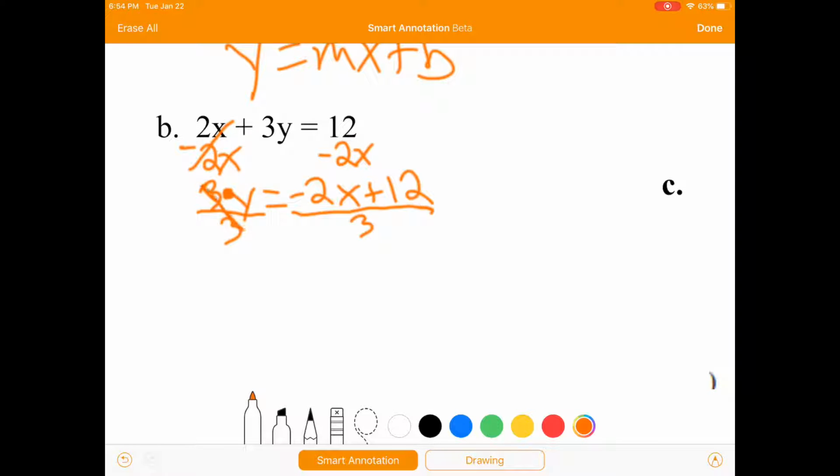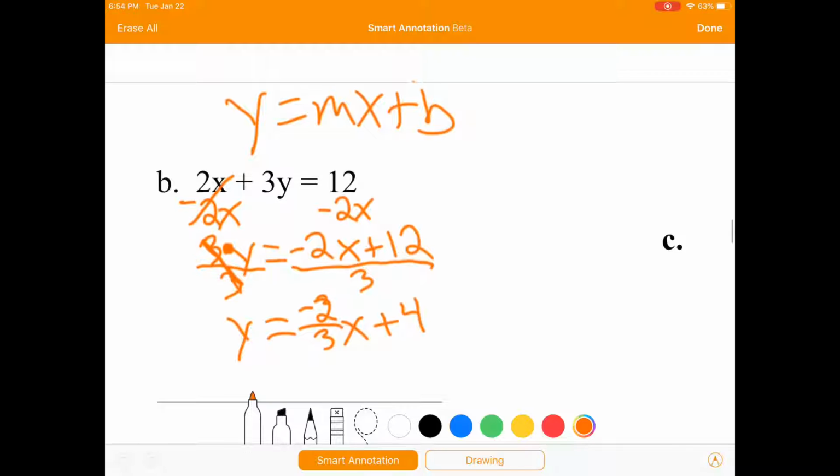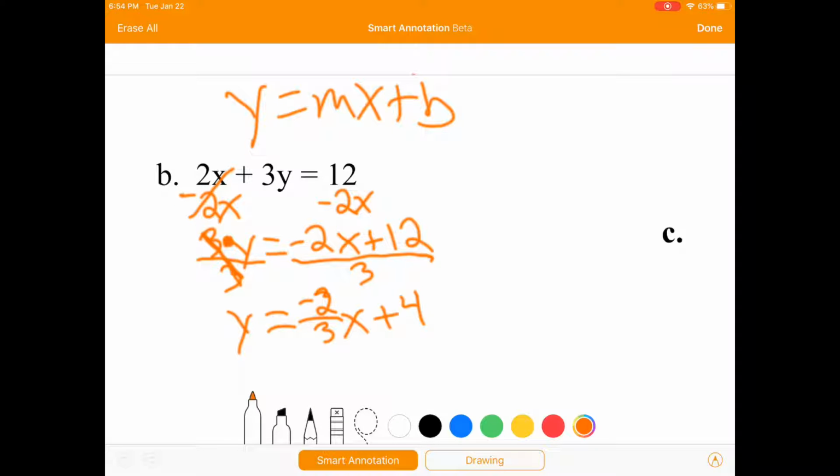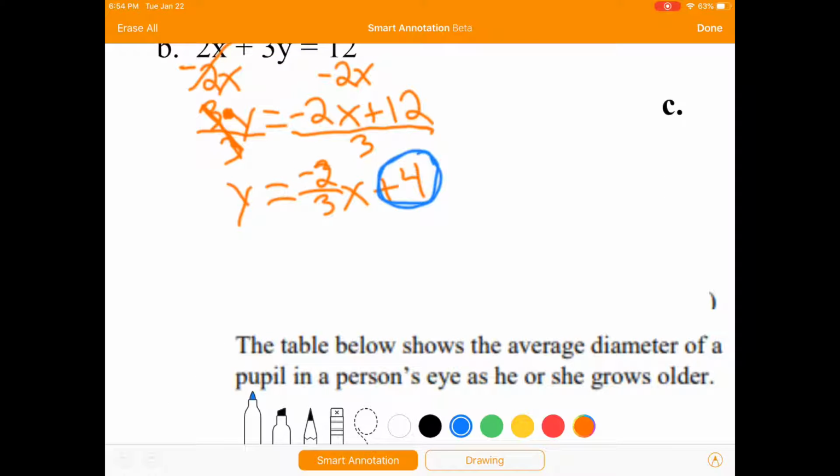3 divided by 3 is just 1, so it goes away. And now you have a negative 2 divided by 3. That stays as a fraction. And then you have 12 divided by 3. 12 divided by 3, hopefully you know it's 4. Now we've got it in slope-intercept form. Now we can identify that our positive 4 will be our b, or our y-intercept. So the y-intercept is positive 4.